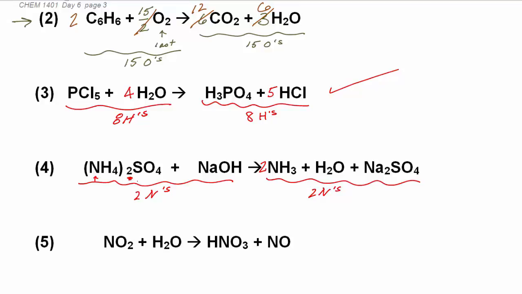It looks here like I've got a sulfur and a sulfur. Sulfurs look good. 2 times 4, 8 hydrogens. 8 hydrogens. That's good. What about the oxygens? 4 and 1 is 5. Hey, it's balanced. Nice.